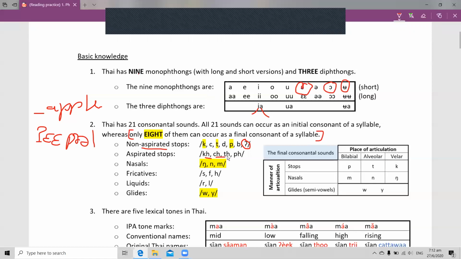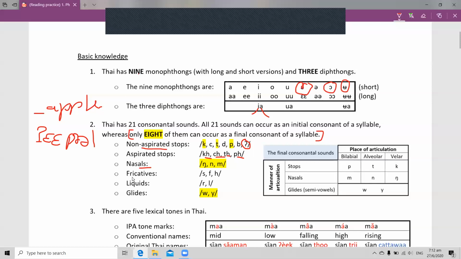Next, the aspirated stops. Notice that there's an H in each of them, so there must be a puff of air. So this is ko, cho, to, and po. Next, the nasals. Remember that the nasals have some airflow in the nasal cavity when you pronounce them. So they are ngo, like ngo hiang, no, and mo.